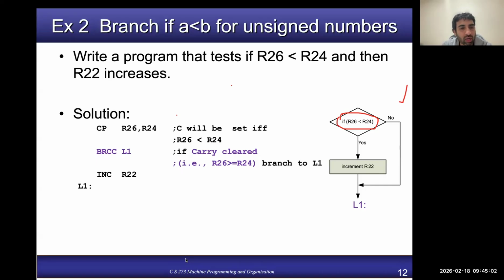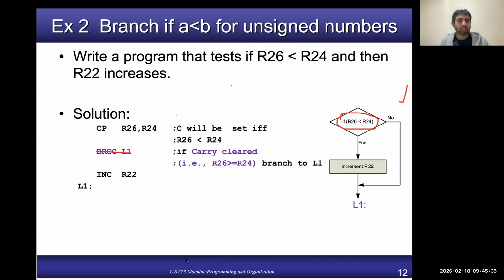When you say branch same or higher, that instruction will test if the value of C is equal to 0. If it's equal to 0, then take the branch. But if you say branch if carry is cleared, it will also do the same thing, but it is not as close to human intuition as branch same or higher, right? So I actually did exactly the same thing, but instead of branch CC, I said branch same or higher L1. Otherwise, everything is the same.